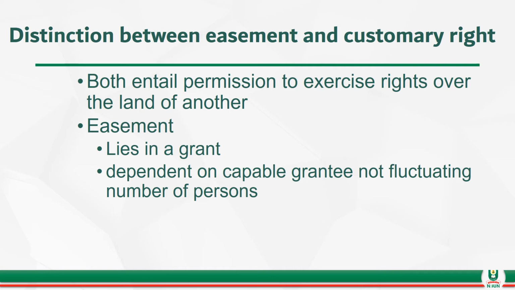Customary rights are those rights in communities that allow groups of people to pass through the land of some other person on their way to the farm, to the market, and all of that, right? Now, both of them, of course, also entail permission to exercise rights over another person's land. However, unlike a customary right, there must be a grant of an easement, whether express or implied. That's not necessary for customary right. And then the grant must be dependent on, remember what we said, parties must be identifiable. So you must have a capable grantee, that is, the people to whom the rights have been granted, a specific person or persons. So it's not like a fluctuating number of persons as would occur for customary rights.